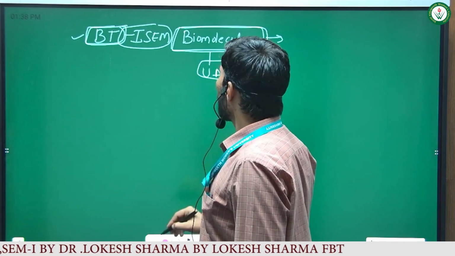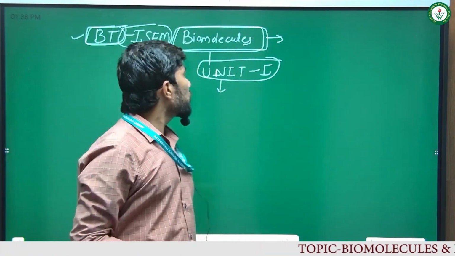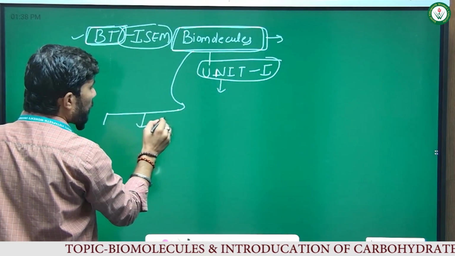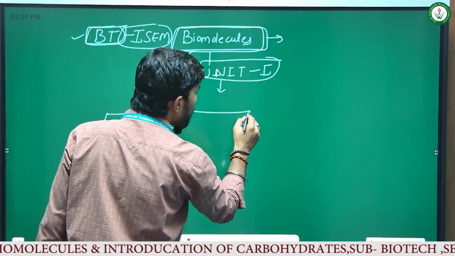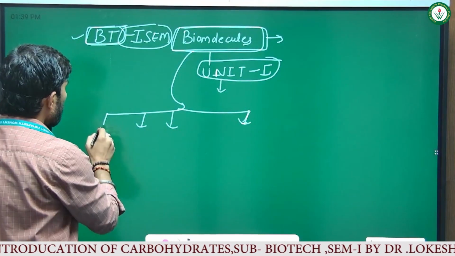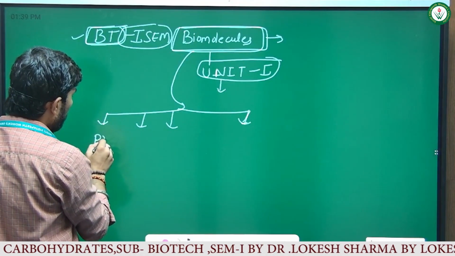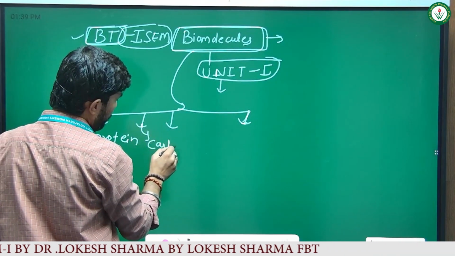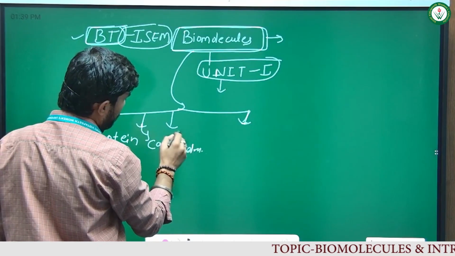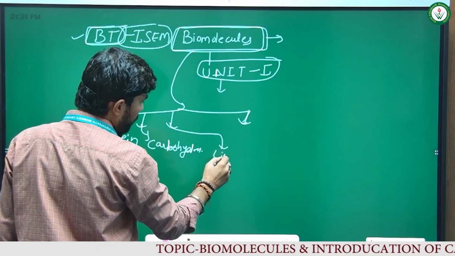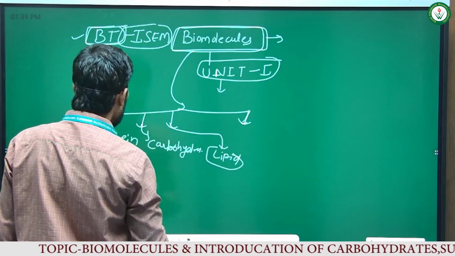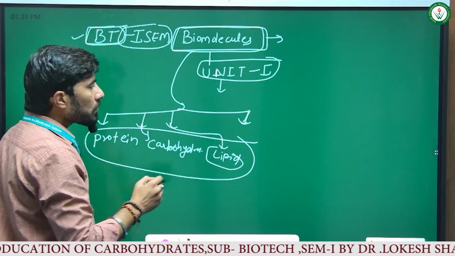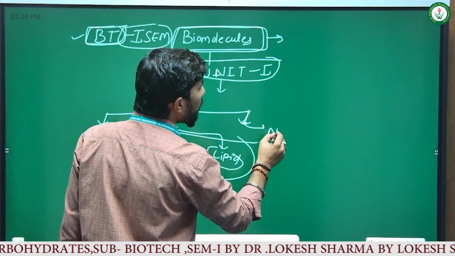The discussion is biomolecules. The molecules present in a biological system are known as biomolecules. Biomolecules are generally protein, carbohydrate, and lipid. These are generally three types of biomolecules. We can also know about DNA and RNA.